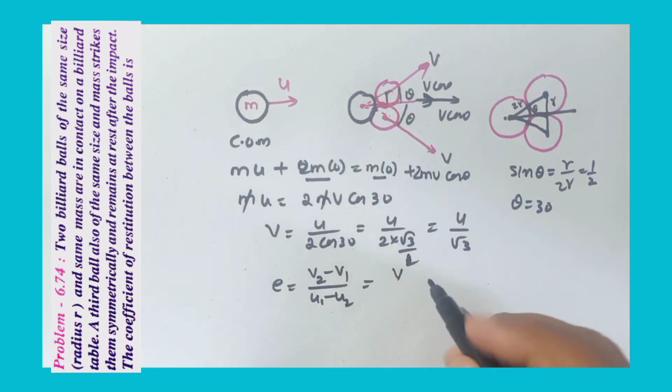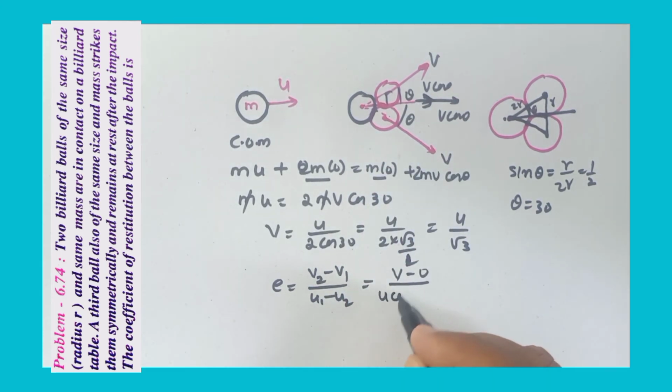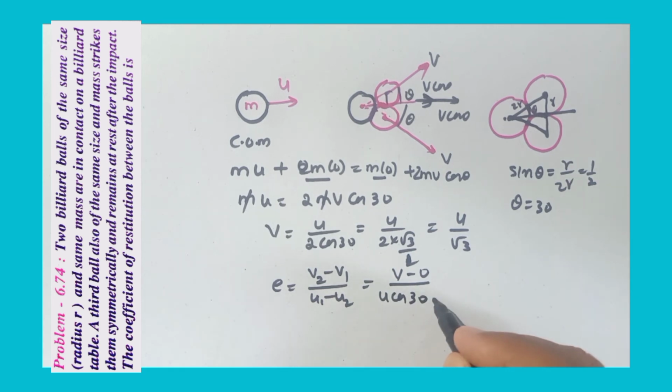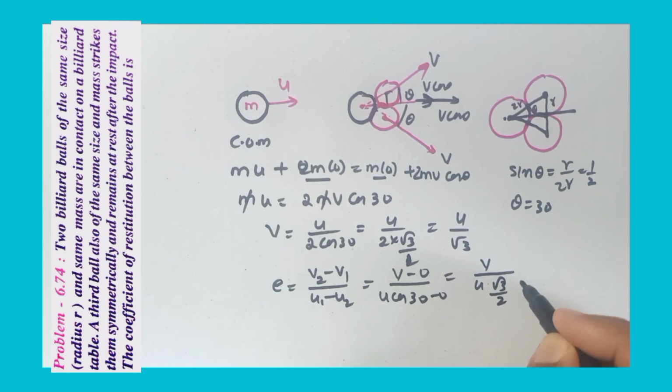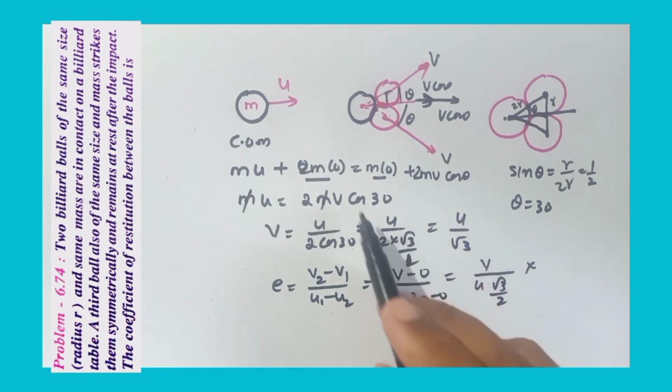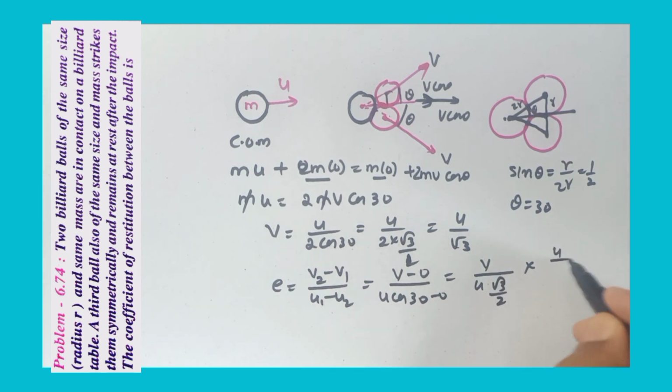v2 is nothing but v here, and this is 0 by u1, which is nothing but u cos 30, and that is again 0 here. So we'll be getting v by u cos 30, which is root 3 by 2. And you already know the value of v here. How much did we get? We got the value of v as u by root 3. So u by root 3, and this is u root 3 by 2.